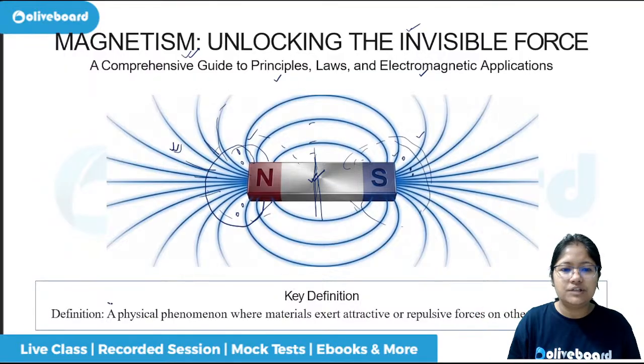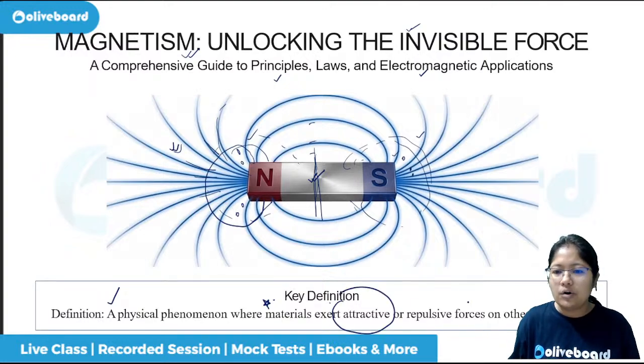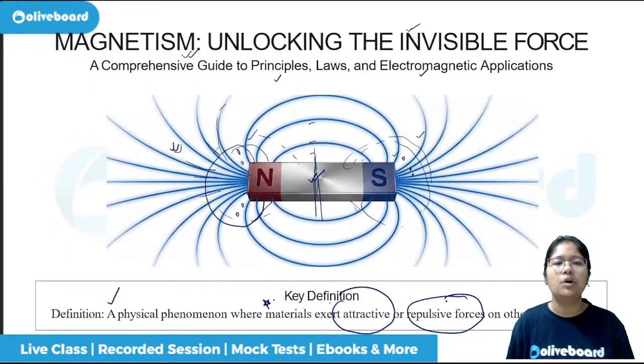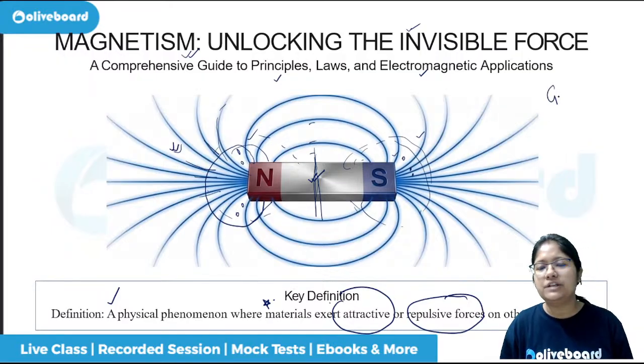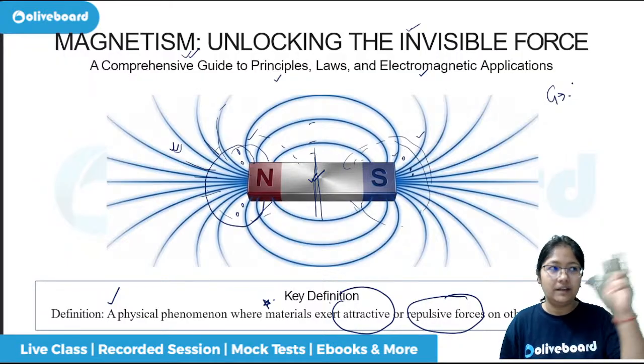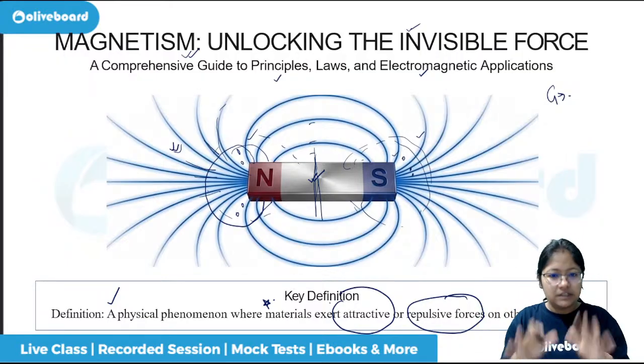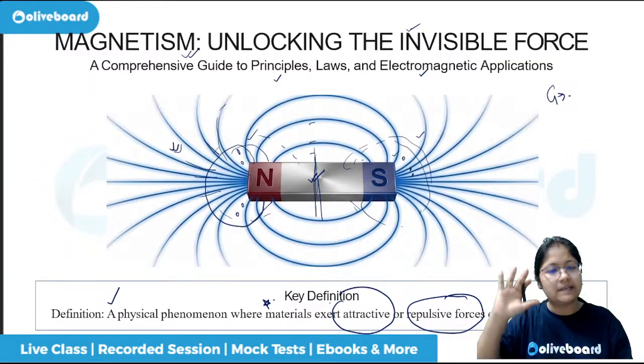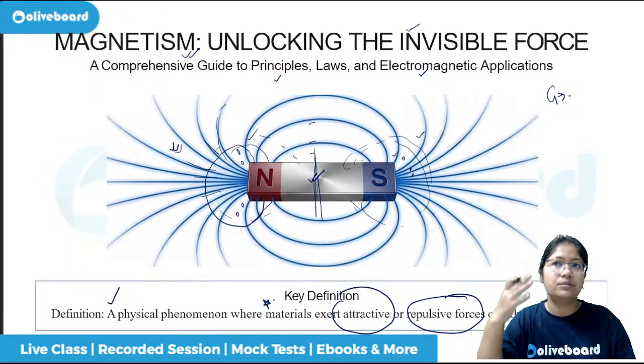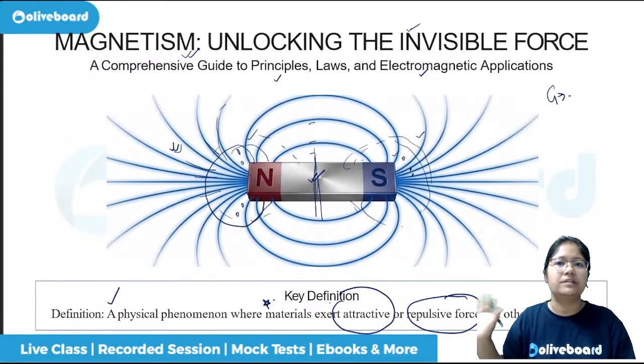What is the definition? A physical phenomenon where materials exert attractive or repulsive forces on other materials. Just like in gravitation, where we saw that every object is attracting every other object. Here also, it was so easy to imagine that everything is attracting everything.